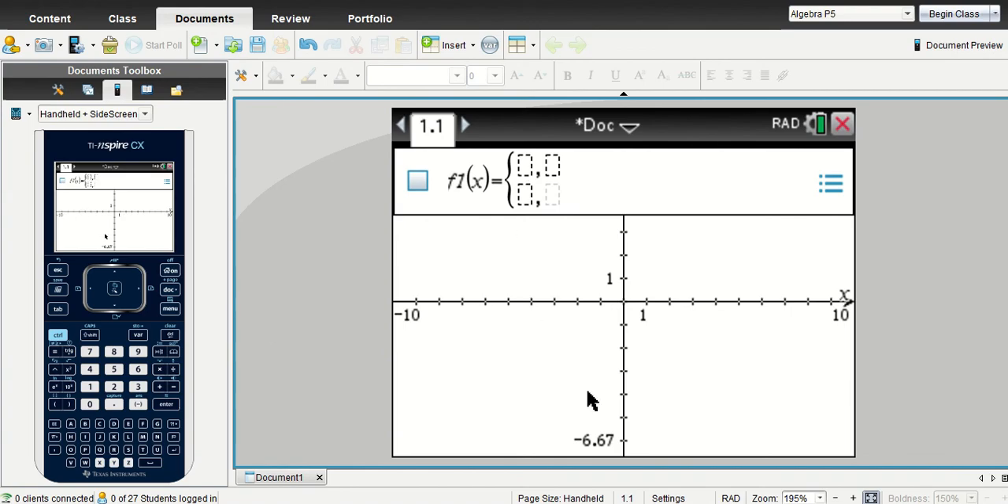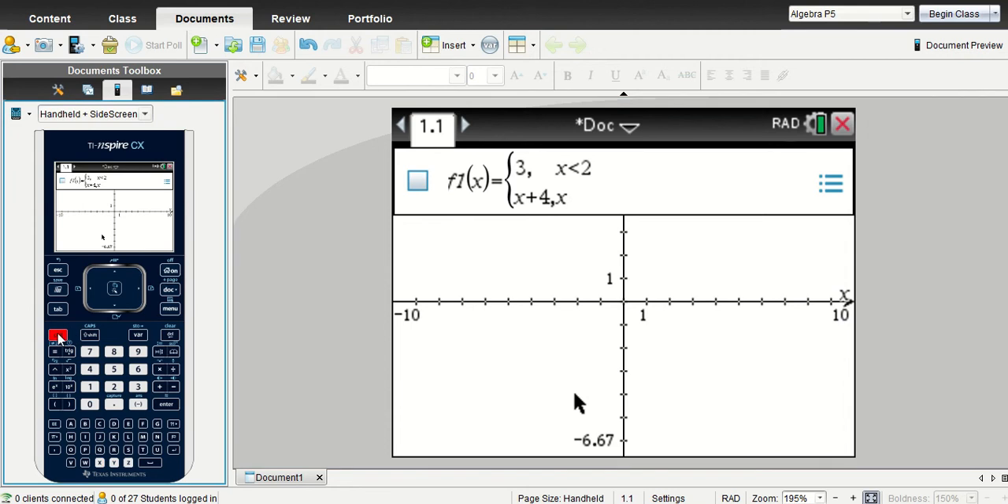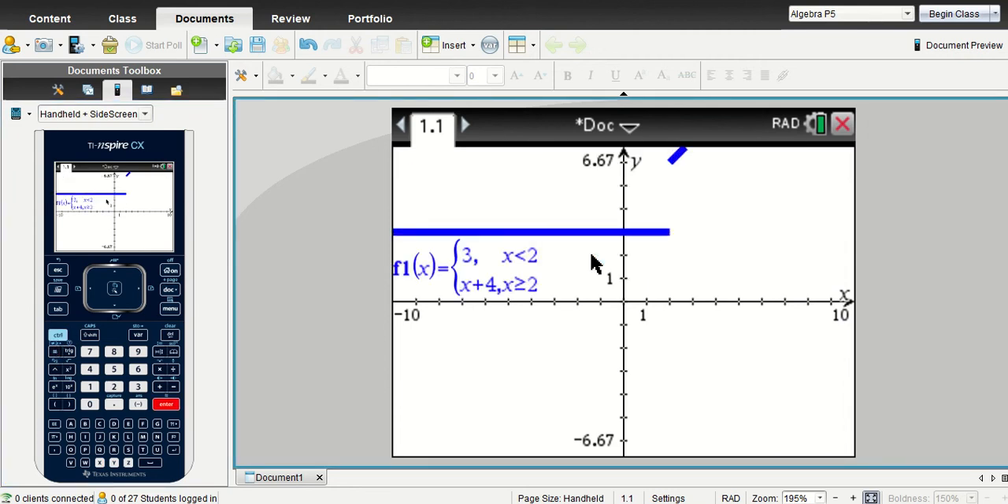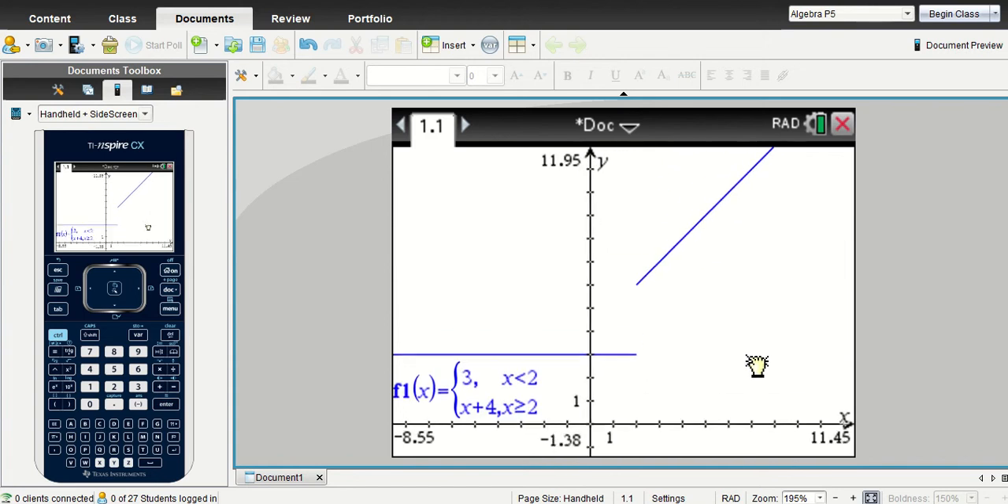So for example, say that I want it to be y equals 3, so it's a straight line at 3, and we're going to go from anything that's if x, we'll say x is less than 2, okay? So anything less than 2, it's going to go there, and then I'm going to do x plus 4 if x is greater than or equal to 2. I have to hit control equals for greater than or equal to. And so if I hit enter, you'll see there's my piecewise function.